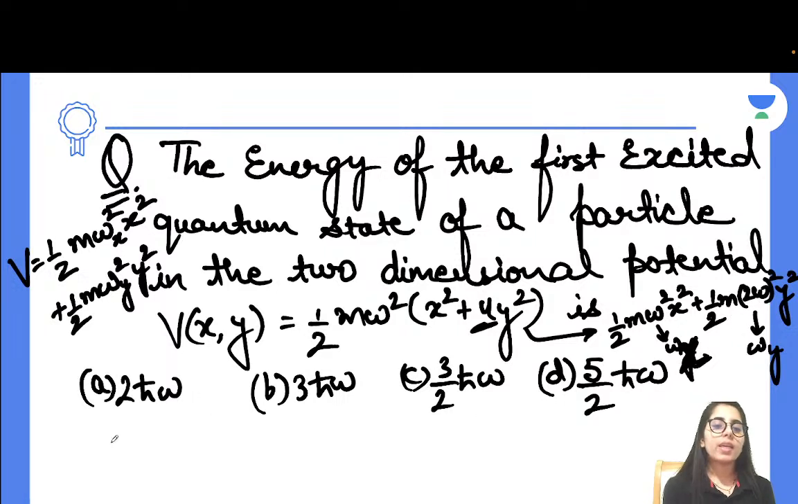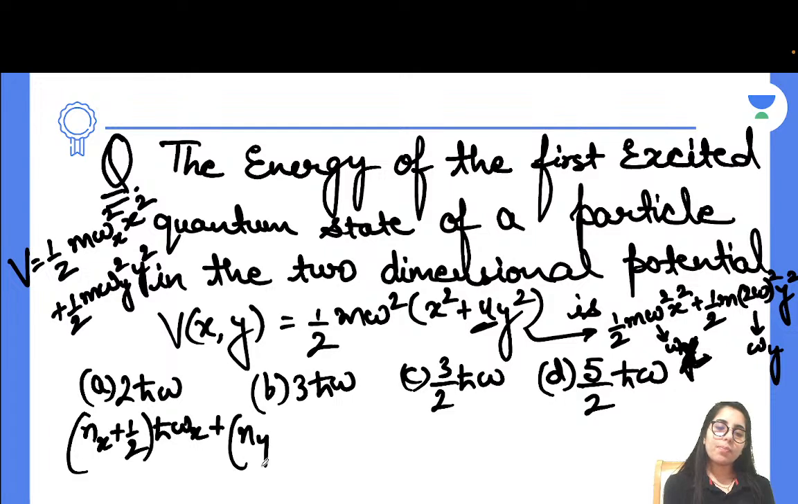Now, in that case, we need to recall the energy expression for the harmonic oscillator. So what is that? That's going to be n plus half h squared omega. So n x plus half h squared omega x plus n y plus half h squared omega y. This is what we can have, right?